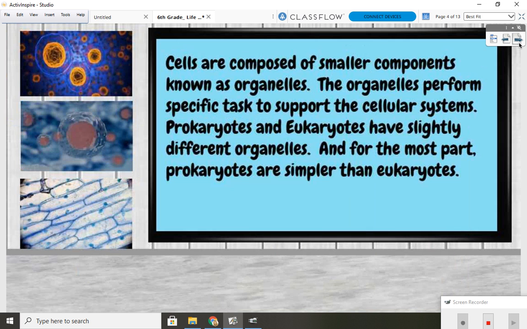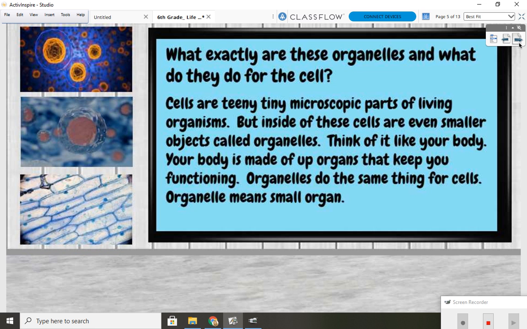Here's a picture of a prokaryotic cell and a eukaryotic cell, which just shows you a few structural differences between them. Cells are composed of smaller components known as organelles. The organelles perform specific tasks to support the cellular systems. Prokaryotes and eukaryotes have slightly different organelles, and for the most part, prokaryotes are simpler than eukaryotes. What exactly are these organelles, and what do they do for the cell?